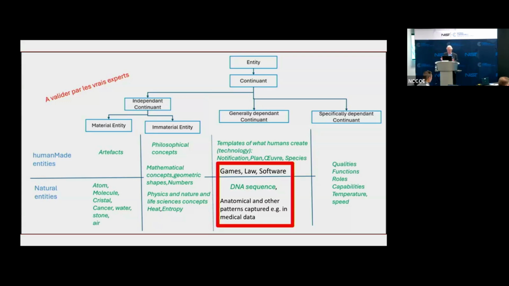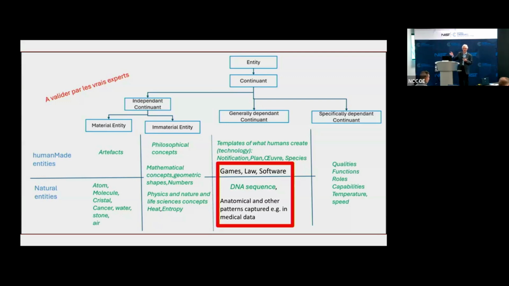All right, now what other patterns are captured in addition to information and gene sequences? That's Claude's question. Well, my answer is games are generically dependent continuants. Laws are generically dependent continuants. So in other words, everything which goes on in Washington revolves around generically dependent continuants. They're creating them all the time, and they're not just pieces of information.